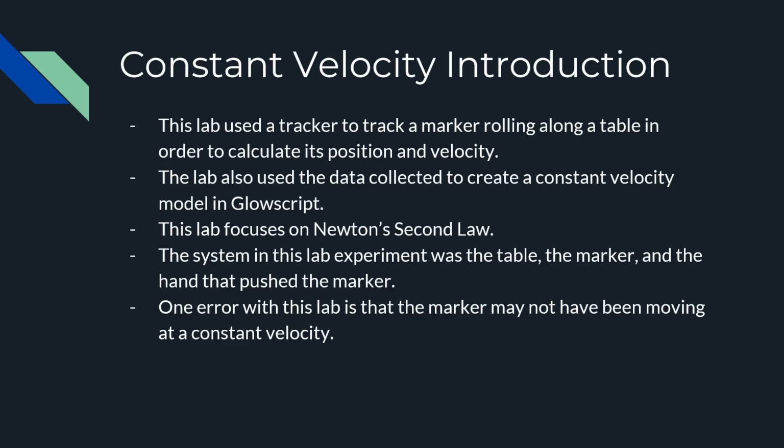For the experiment, I recorded a marker rolling across the table in a straight line, and I analyzed the position versus the time of the marker using Tracker. By marking the position of the marker frame by frame, I was able to determine the object's position values along with its corresponding times. This lab mainly focuses on Newton's second law. The lab used the data collected to create a constant velocity model in GlowScript. The system in this lab experiment was the table, the marker, and the hand that pushed the marker. One error with this lab could possibly be that the marker was not moving at a constant velocity during the video frame, as it is hard to tell in real time.